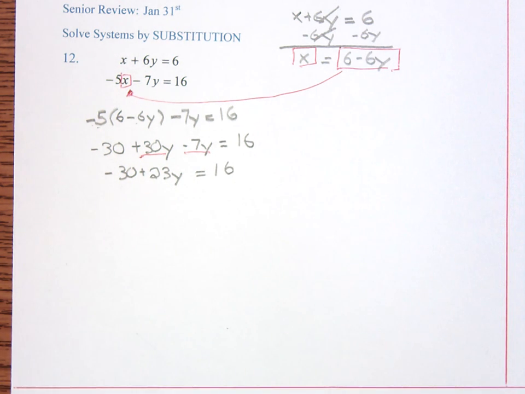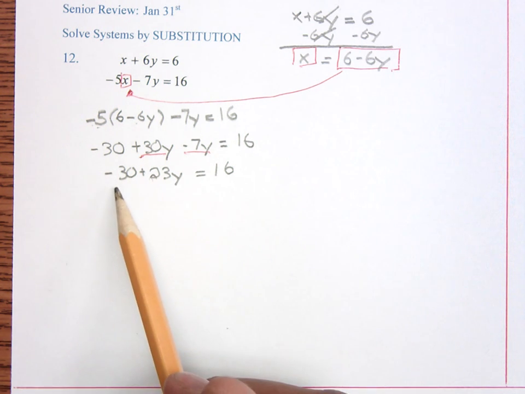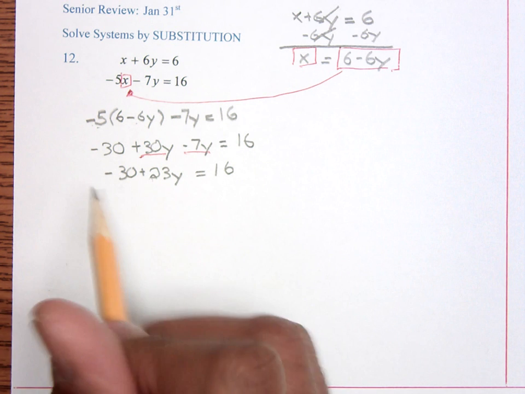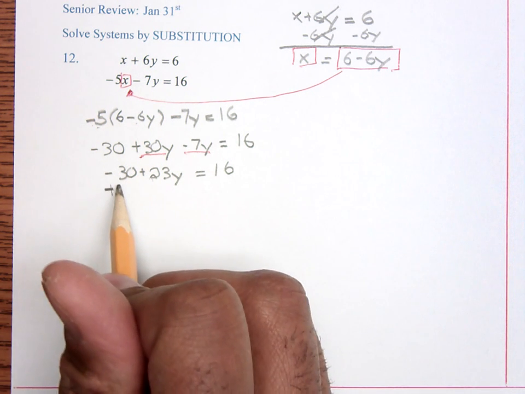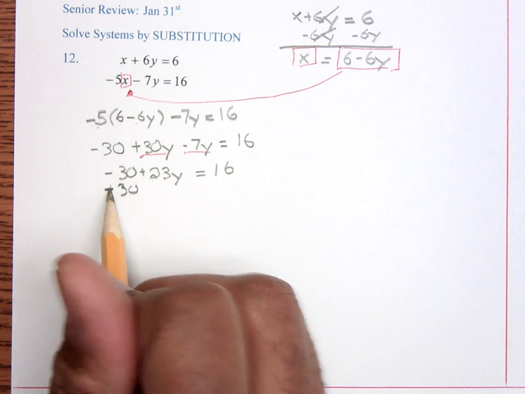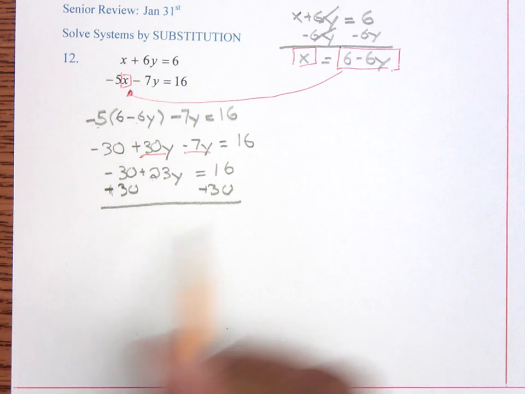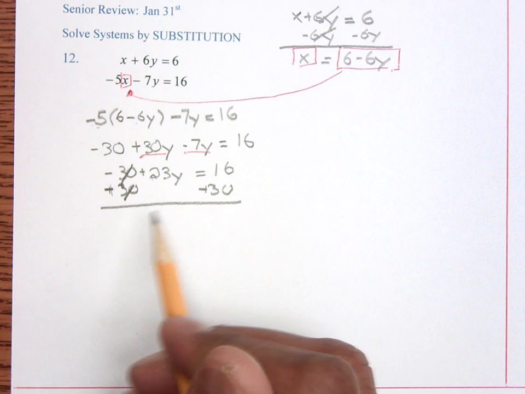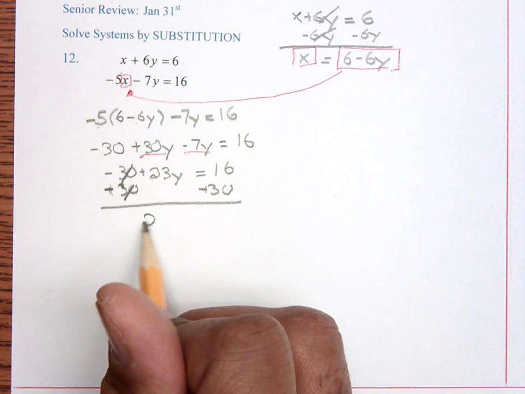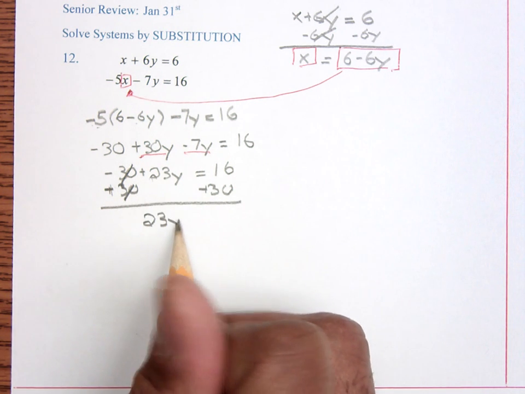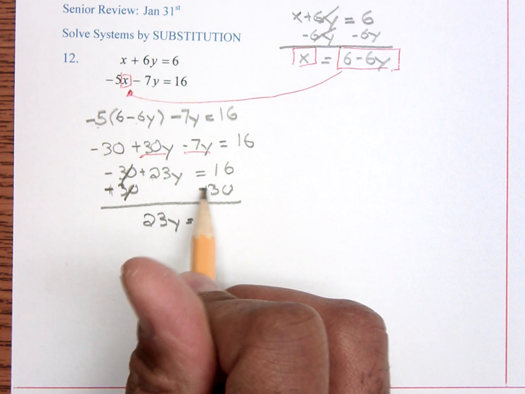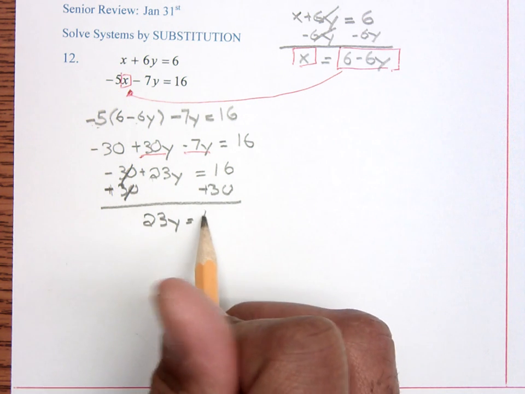Remember, we're trying to now get the y. We have an equation with just one variable in it, so we want to get the y by itself. They have subtracted 30, so we want to add 30 to both sides. Then we're going to be able to simplify these two. We'll be left with 23y, and that's a plus. So 16 plus 30 is 46.